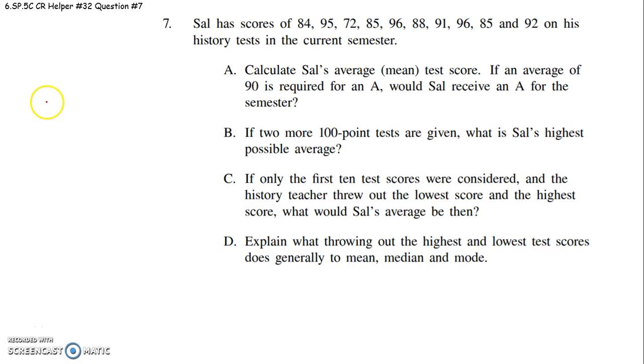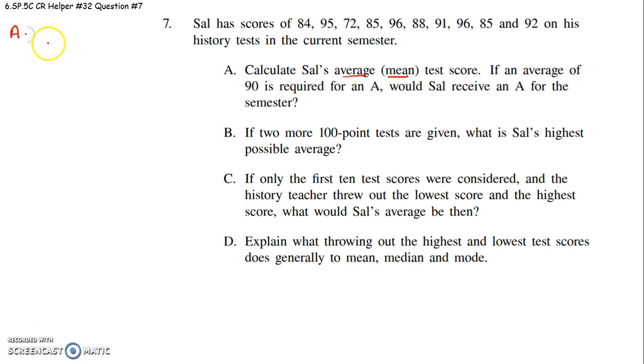It says Sal has scores of 84, 95, 72, 85, 96, 88, 91, 96, 85, and 92 on his history tests for the current semester. Calculate Sal's average, which is a fancy word for the mean test score. If an average of 90 is required for an A, would Sal receive an A for the semester?